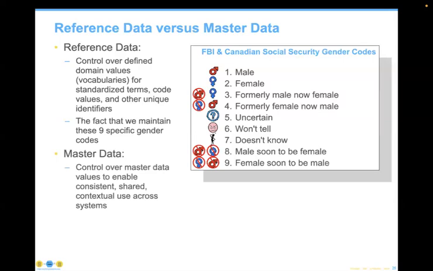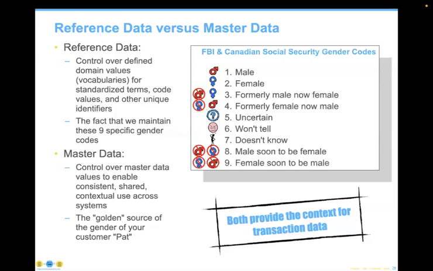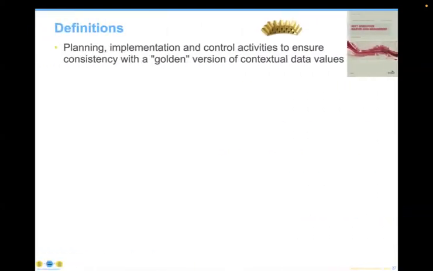The master data, however, is what controls the values. So in other words, the fact that any individual, in this case, the customer Pat for the Canadian Social Security system, would have one of these 9 values assigned to that individual would be the use of master data. Both of these, of course, provide context for the transaction data. One to say this is specifying one of 9 gender codes, and then master data saying it is this particular one. So when we look at these definitions of master data, we're really trying to get to a golden version for these data values. And the golden version is the golden master, is kind of like the master data set that you have, or the master record that you're going to cut.